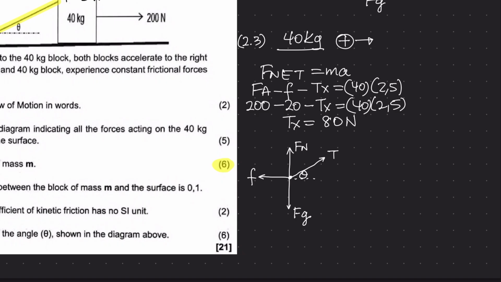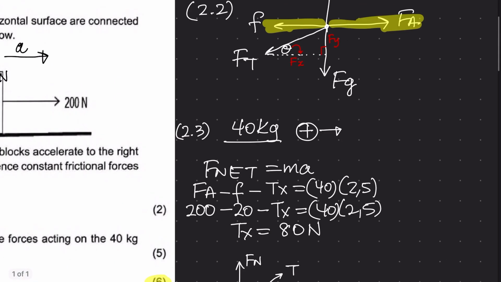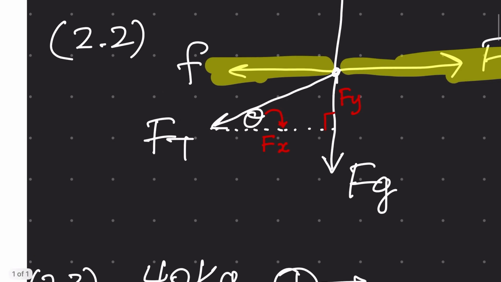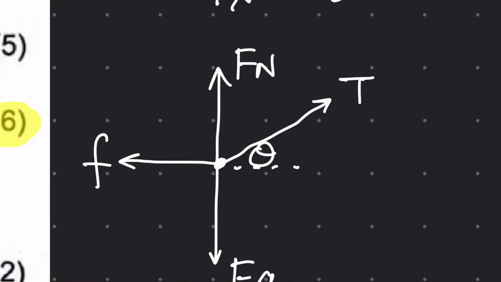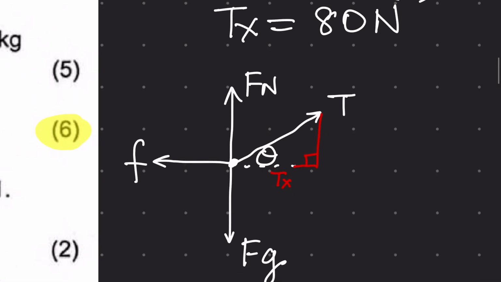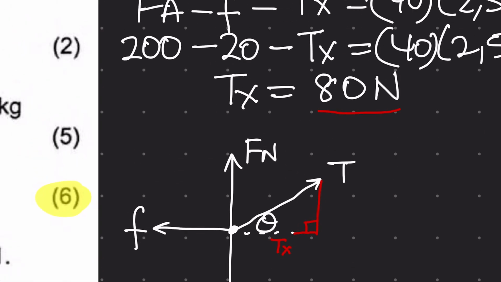Just like in the previous example, above this one here, the component for tension is the one that we're interested in, because remember the system is moving to the right. It's not moving up or down, so we're not really interested in the vertical components. So if we want, we can complete this triangle. We're interested in this Tx, and we know Tx, we just worked it out.